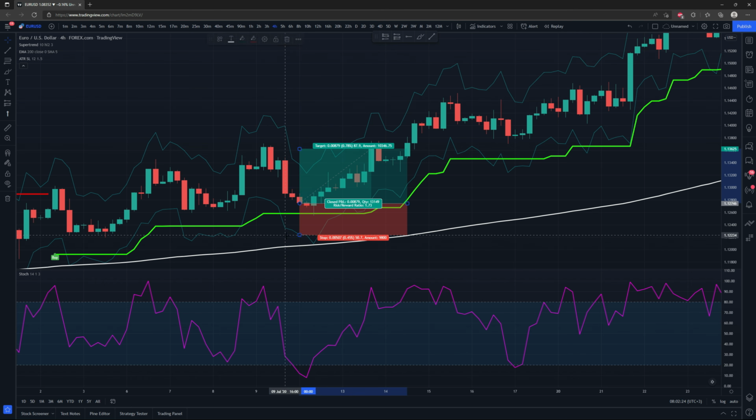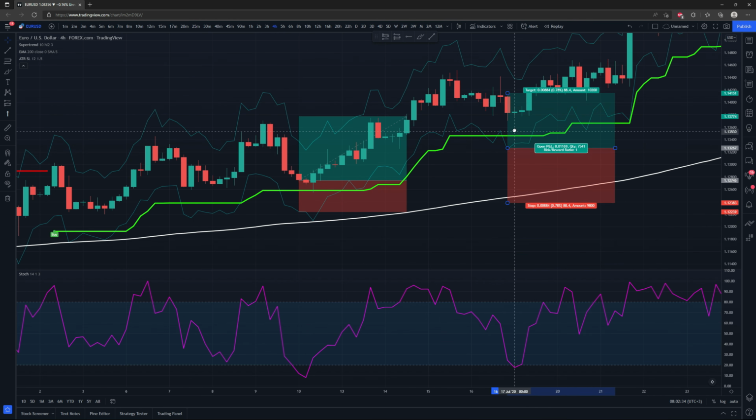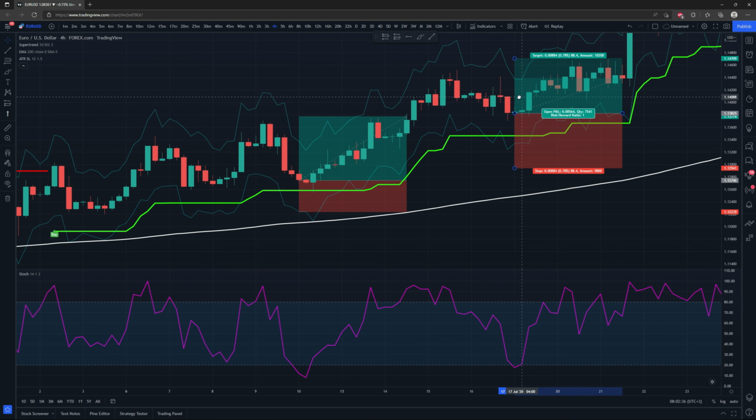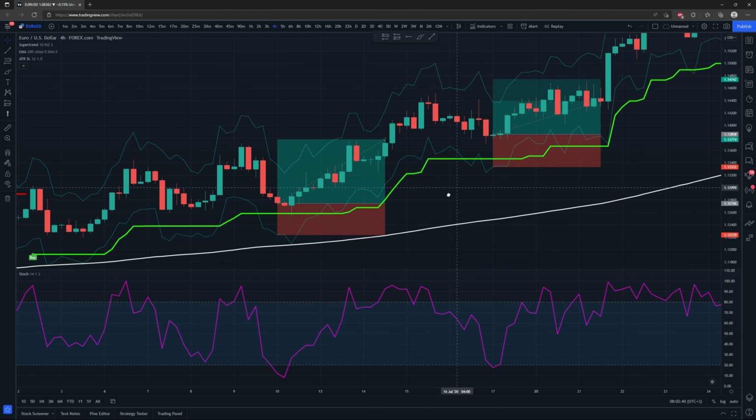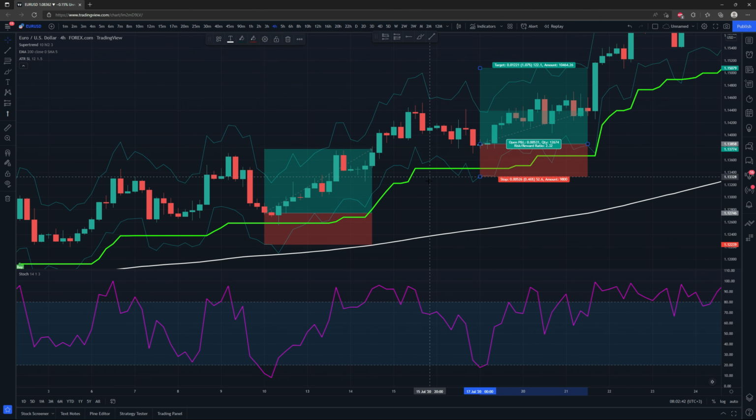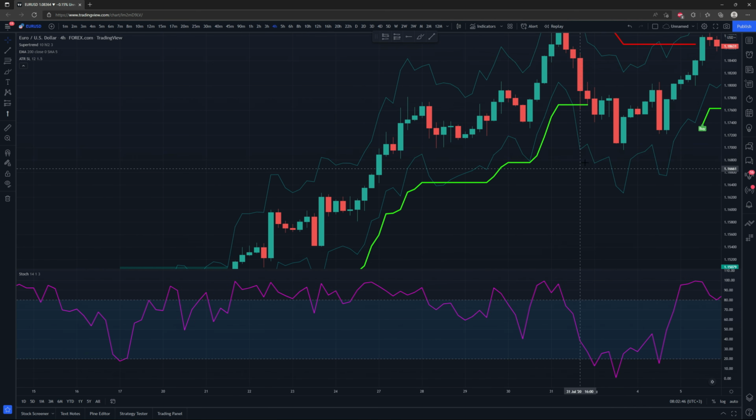Stop loss will go to the stop loss indicator and then targeting 2 times the risk. We have another entry right over here where we see the stochastic K close in the oversold territory on this green candle here. And so we'll be placing our stop loss at the stop loss indicator and then targeting 2 times the risk there. Let's take a look at the next entry.